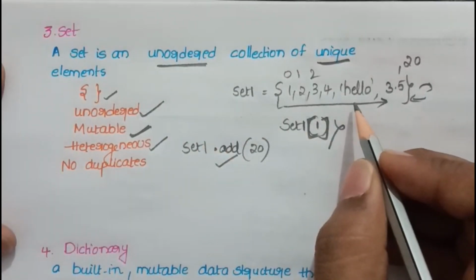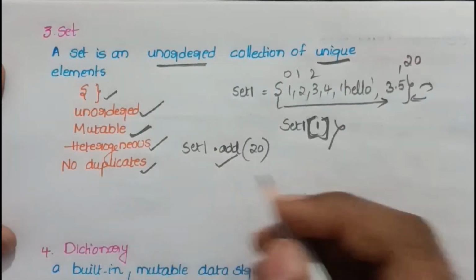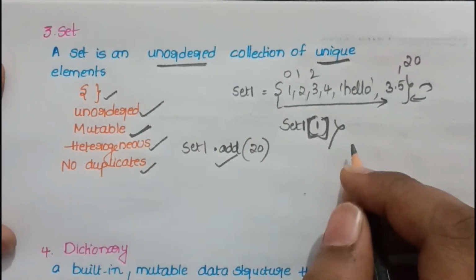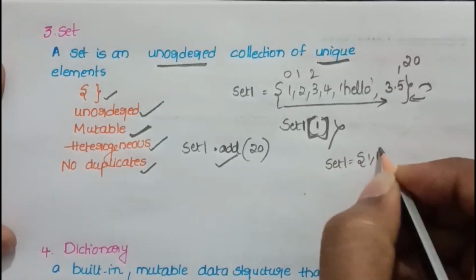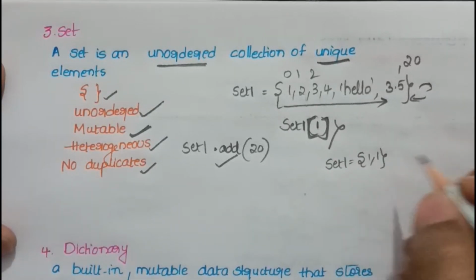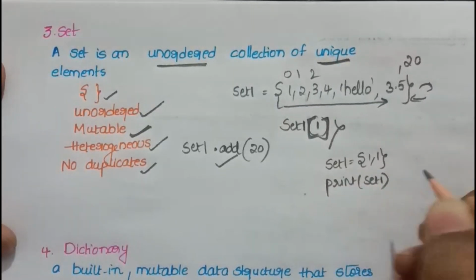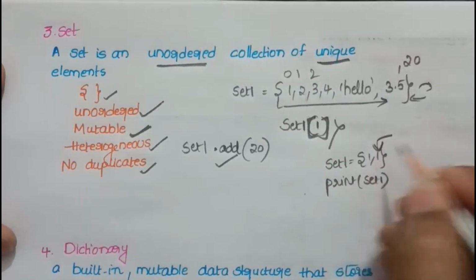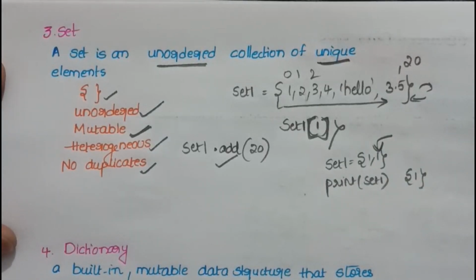Heterogeneous, as I said, it can store multiple data types. No duplicates: you cannot store elements of the same values. Let's say set1 equals 1, 1. The Python interpreter allows you to declare it, but when you try to print the value of set1, Python will discard the second duplicate element and return only 1 as the element of the set. It does not allow duplicate values. This is all about the set data type.